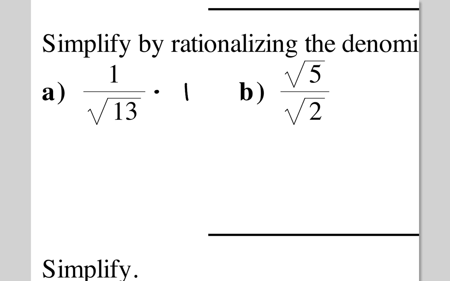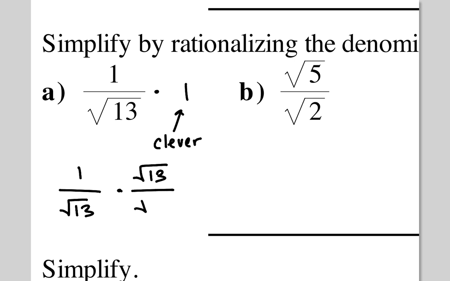Times it by 1? That's weird. What happens when you times by 1? Stays the same, right? So we're just going to multiply by 1 in a very clever fashion. We're going to copy the denominator and write it on the top and the bottom. Do you agree that root 13 divided by root 13 is 1? They could cancel and it would just be 1, right? Do you agree?